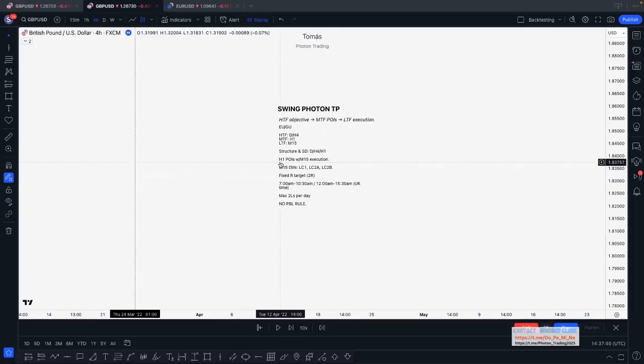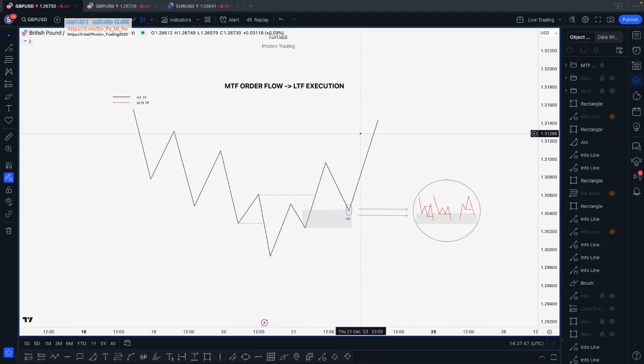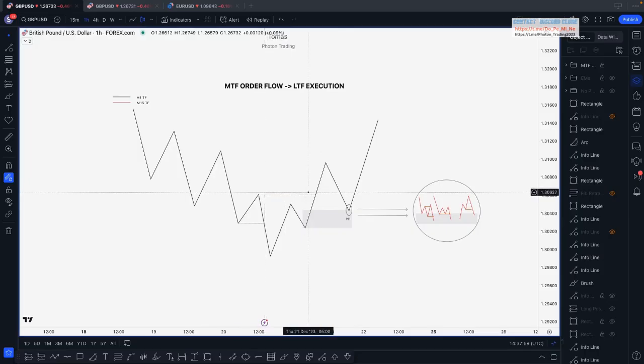So also, in terms of H1 POIs with M15 execution, I want to show you guys a diagram that I think can help. So what I'm doing, I'm basically waiting for price to, in this case, ideally be in my favor, create some kind of protected low, and once that happens, it can be ideally from a BOS, but it can be an internal BOS or even a change of character. It will depend, of course, on which phase you are in, but basically price pulls back down, mitigates the H1 POI, which is my medium time frame, and then I look for my lower time frame entry models.